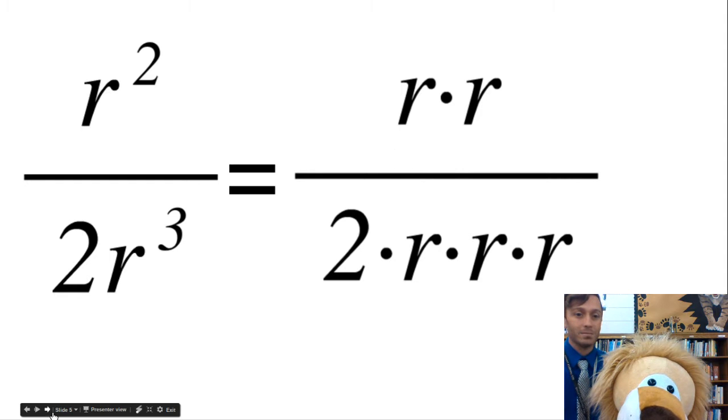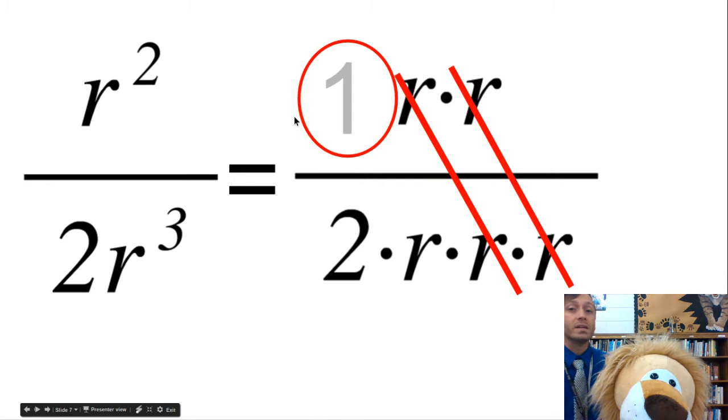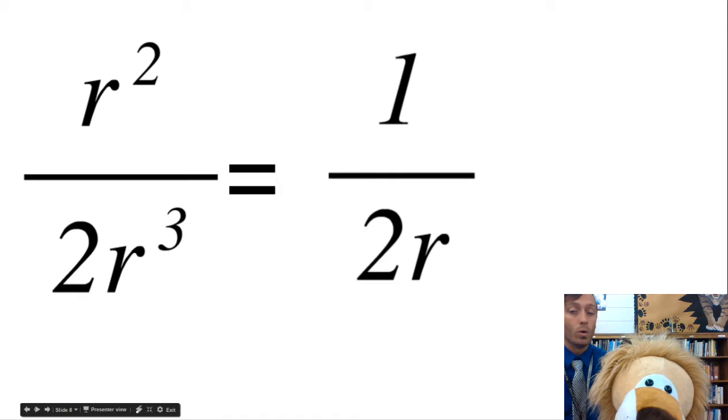So we can eliminate like terms on the top and bottom of a fraction. So we can cross out 2 pairs of r's, leaving me with nothing in the numerator and 2 times r in the denominator. Right? We know that whenever there's nothing in the numerator, you can just put a 1. Right? It's like a ghostly 1. It's always there. And we end up with 1 over 2r. And that's your answer. Okay.